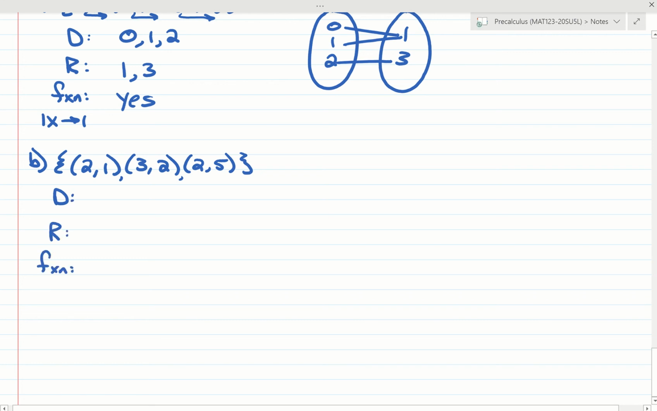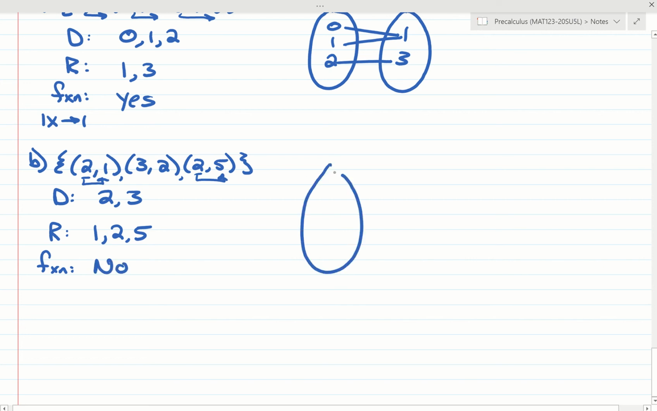Okay, well the domain would be 2, 3, and 2, so we're just going to write 2 and 3. Range would be 1, 2, 5. And is this a function? No, because you see how 2 goes to 1, but it also goes to 5, so that's not allowed.